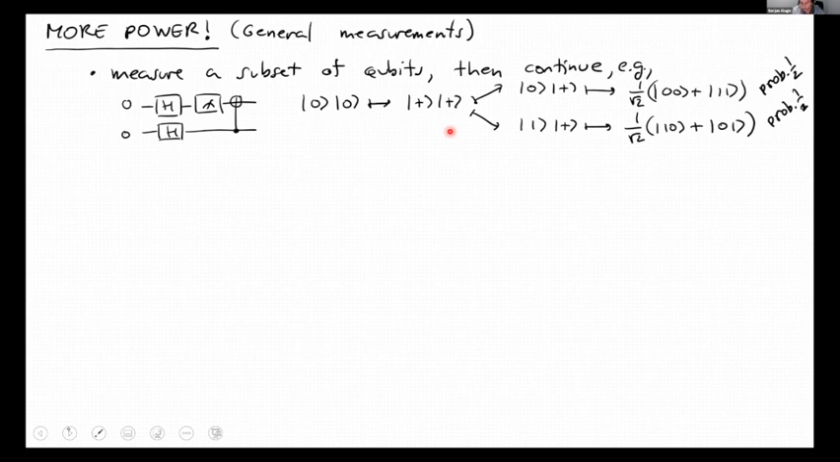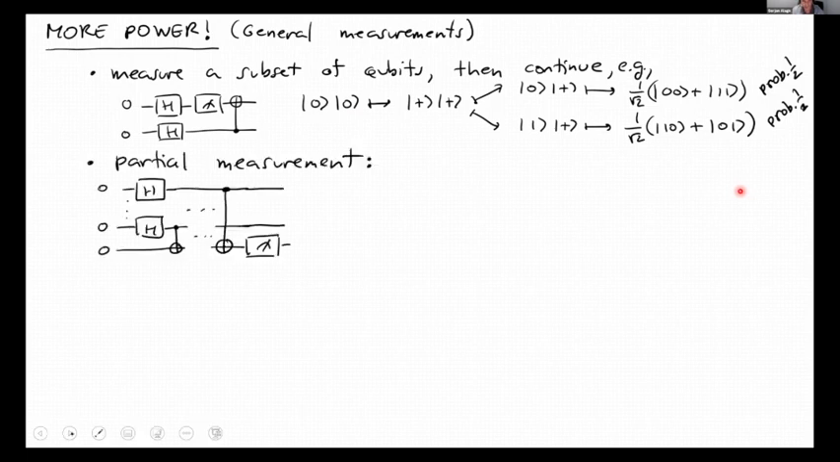And so what will happen? With probability half, we'll have this EPR pair, and with probability half, we'll have this different entangled state. So no big deal, we can deal with that. Partial measurement, we can also do that. We can measure some of the qubits, and if we carefully set things up, we can get some interesting states on the remaining qubits.